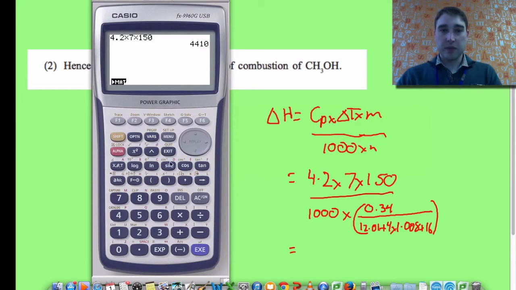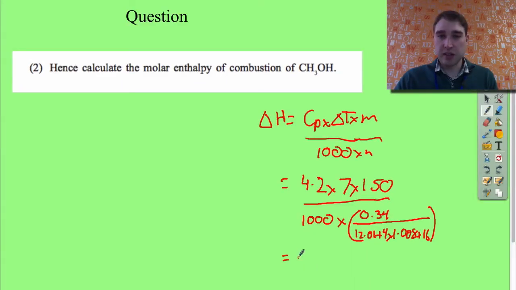I've already got that first bit there, so now I'm just going to divide by, open up the brackets, 1,000 times, other brackets, 0.34 divided by 32.04. So I get 415.6. Because it's an exothermic reaction, we need to put a negative value out the front. So negative 415.6. Then our unit is kilojoules per mole for molar enthalpy, so for delta H.